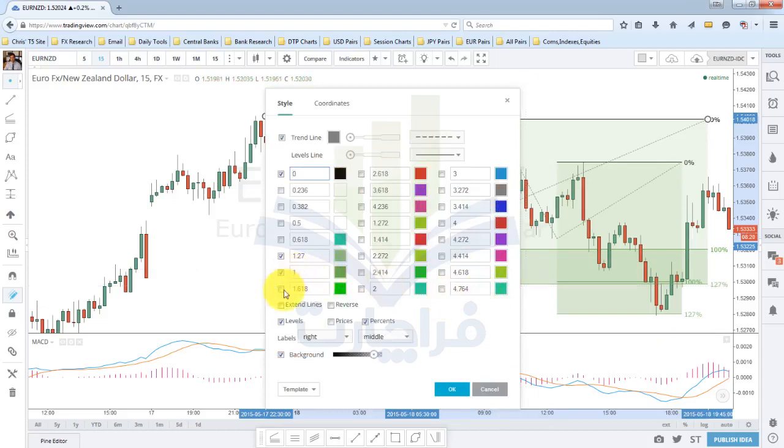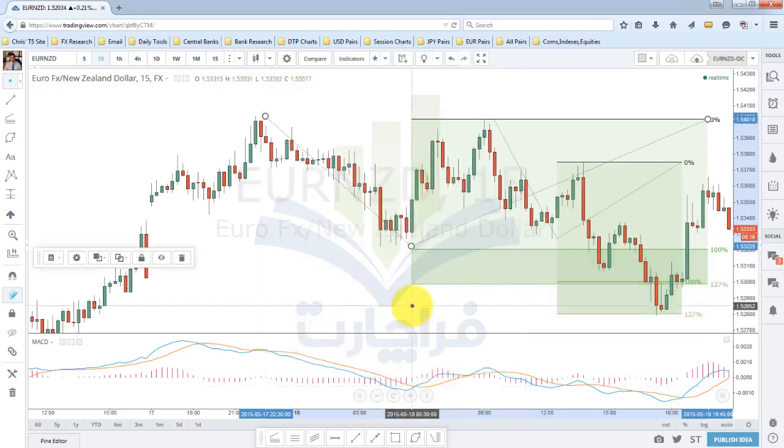Let's pull in the 162. Didn't quite make the 1618. But nevertheless, pretty close. We extended, had a little bit more strength to the downside here.